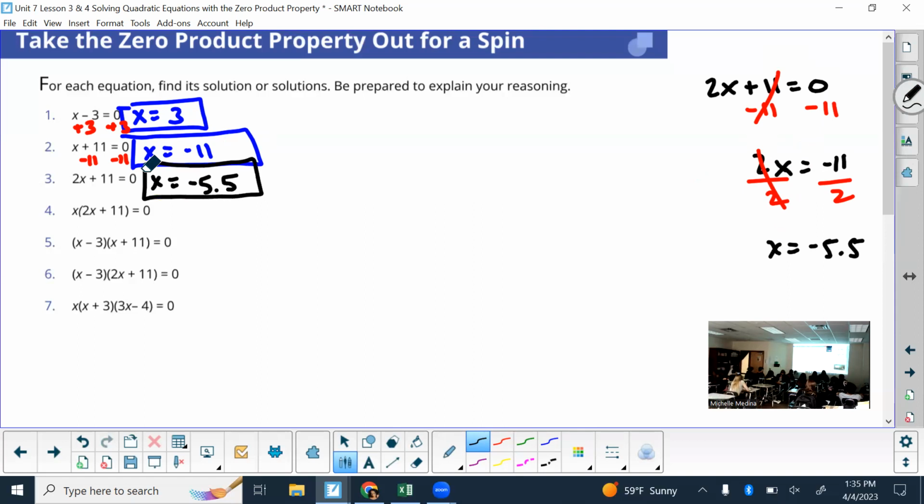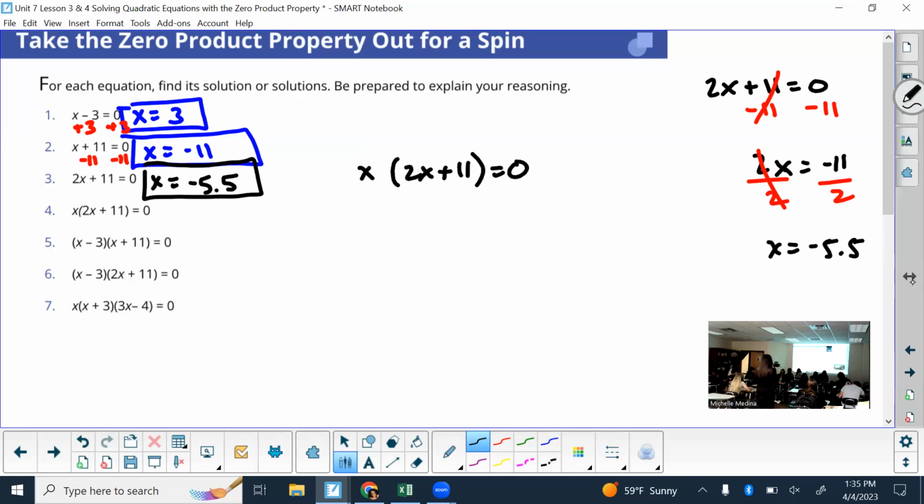All right, now you might have done a little unnecessary work on 4 through 7. Did anyone distribute or FOIL these out and then try isolating? No. Okay, if you did, you might have run into some issues because you couldn't fully isolate when it's x and x squared. So that's why the zero product property is really helpful. So knowing that if I have two factors that multiply to 0, I'll rewrite this one.